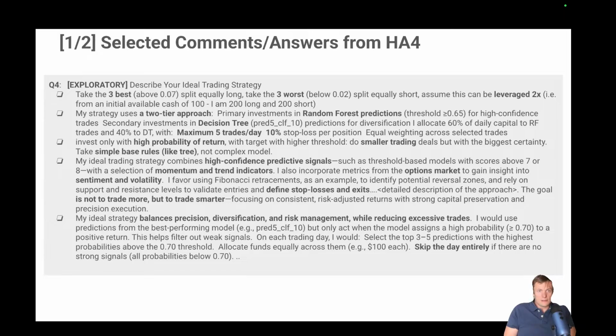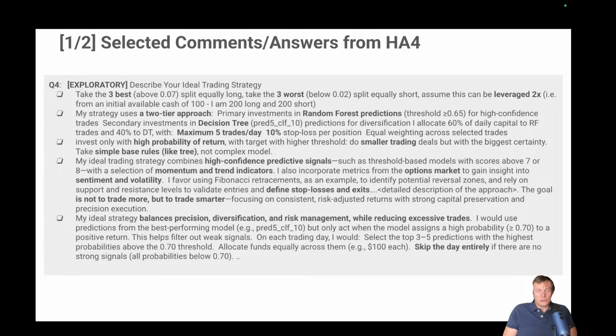You can do this. And then someone else suggested to use a 2-tier approach, where they want to combine a random forest predictions with a decision tree predictions. So the idea here is that we may have several models, and we are not selecting only one model to work with, but we can combine somehow the predictions from those models.